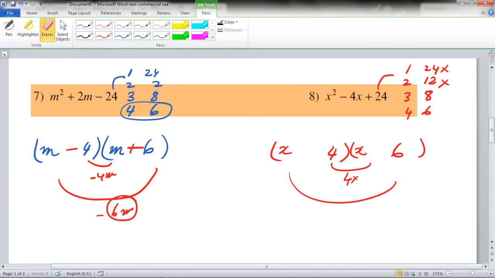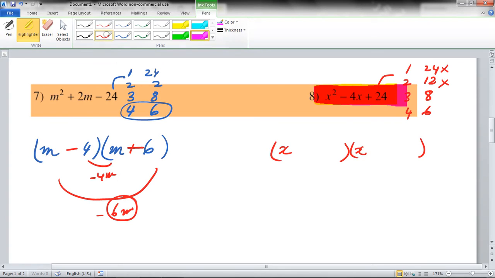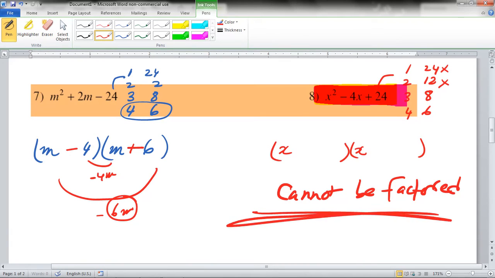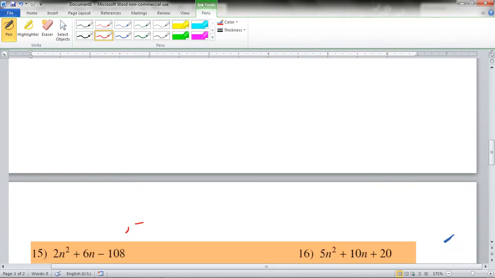So what are we going to do? Did we miss any factors over here? Let's see. 1, 24, 2 and 12, 3 and 8, 4 and 6. It doesn't go 5. We already got 6 and 4. Okay. So this is a case, in fact, that this trinomial cannot be factored. See, not all trinomials can be factored. All right, so this one cannot be factored.